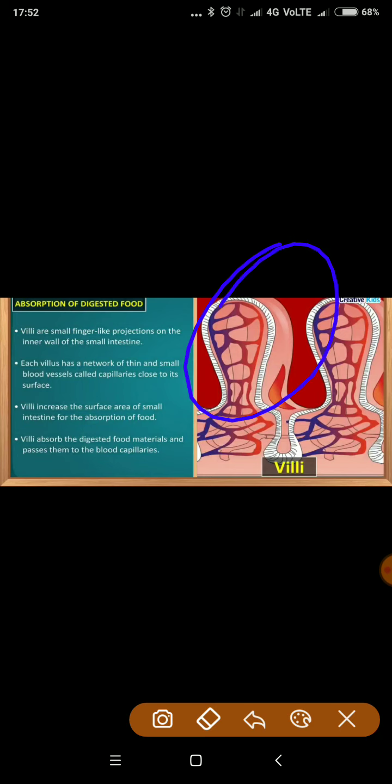So each villus has a network of thin and small blood vessels. Are you able to see these blood vessels inside? Okay, so they are having blood vessels called capillaries which are close to the surface.